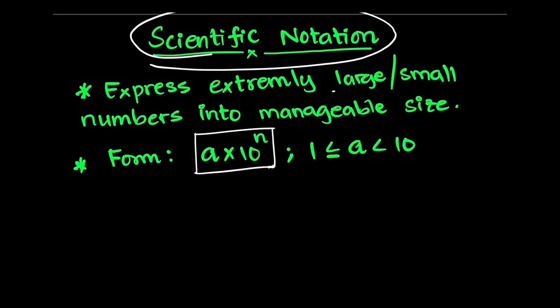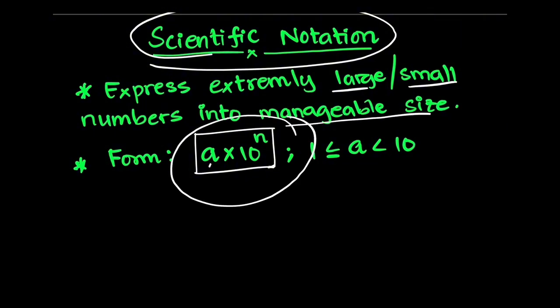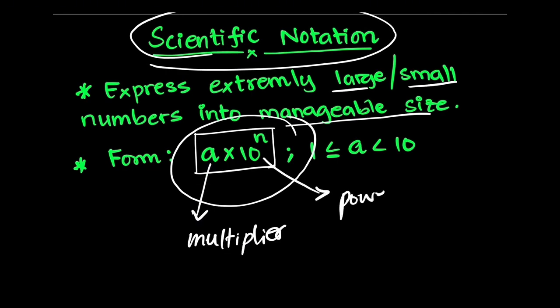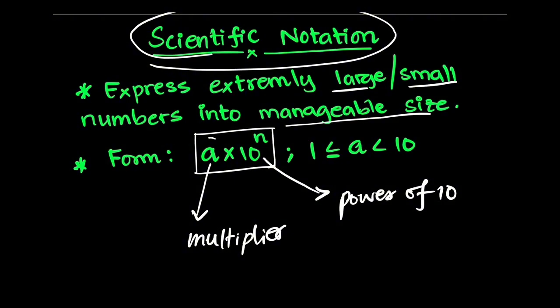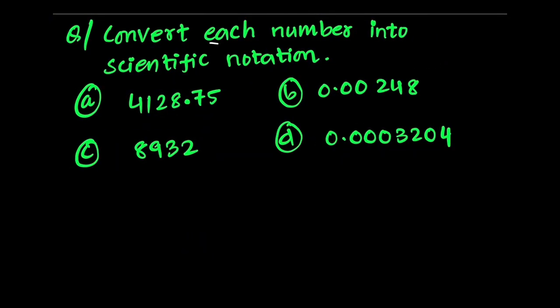Scientific notation helps us to express extremely large or extremely small numbers in a manageable size. And this is exactly how a number in scientific notation looks like: a times 10 raised to n, where a is the multiplier and 10 raised to n is known as the power of 10. So a number in scientific notation always consists of two parts, that is multiplier and the power of 10. And don't forget this little condition for the multiplier, that is the value of a should always be between 1 and 10. Now let's look at this problem which says convert each number into scientific notation.